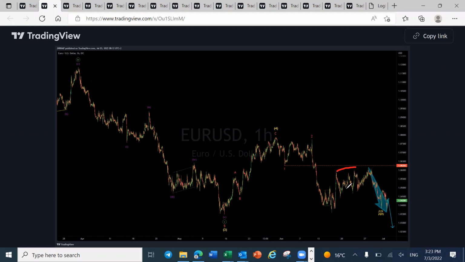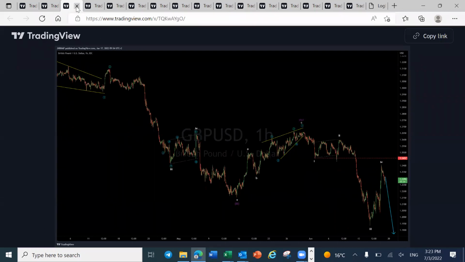Very easy structure, if you look at it. That is a three-wave structure, a complex B correction there, and the C there, and then the drop. That's what we had on Euro US dollar, and that's how we got that one, easy 235 pips. Pound US dollar, we know we've been bearish.